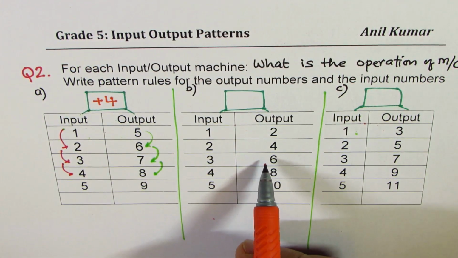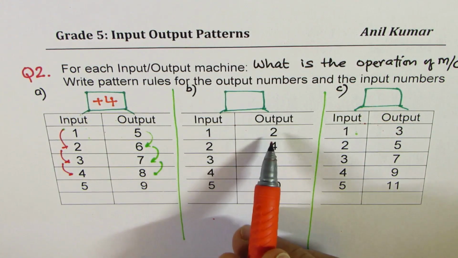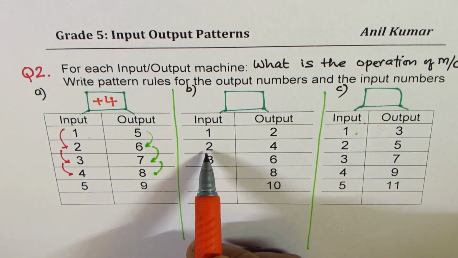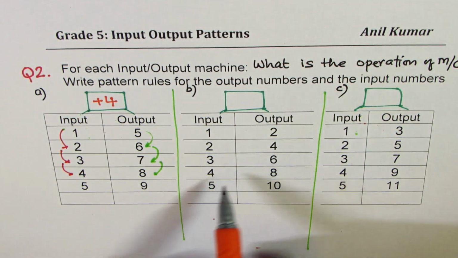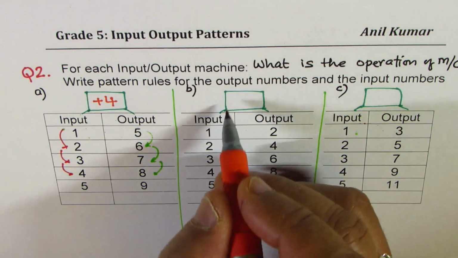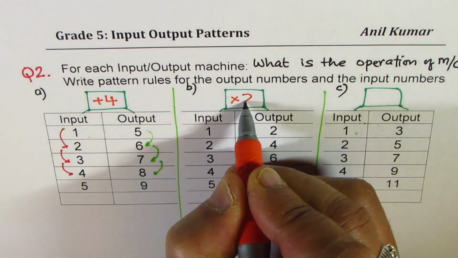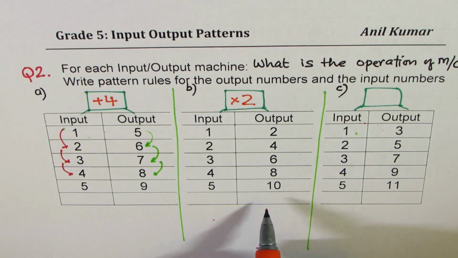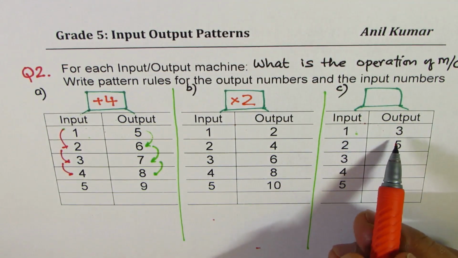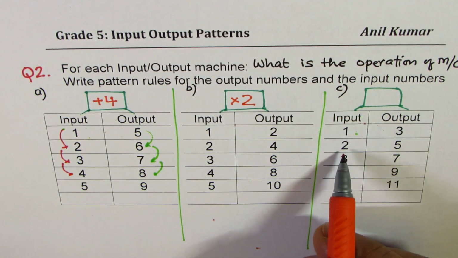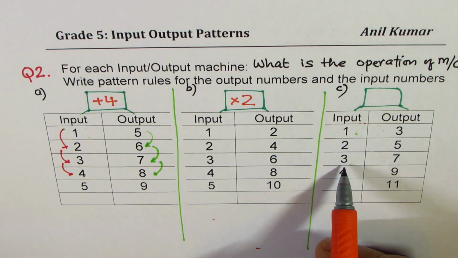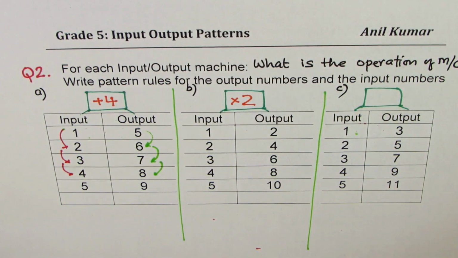The second machine here, input is 1, output is 2. For 2, we get 4, for 3, we get 6, 4 is 8, 5 is 10. That means it is times 2. You are doubling each number. In this case, 1 gives you 3, 2 gives you 5, 3 gives you 7. That is tricky. How do we get that?